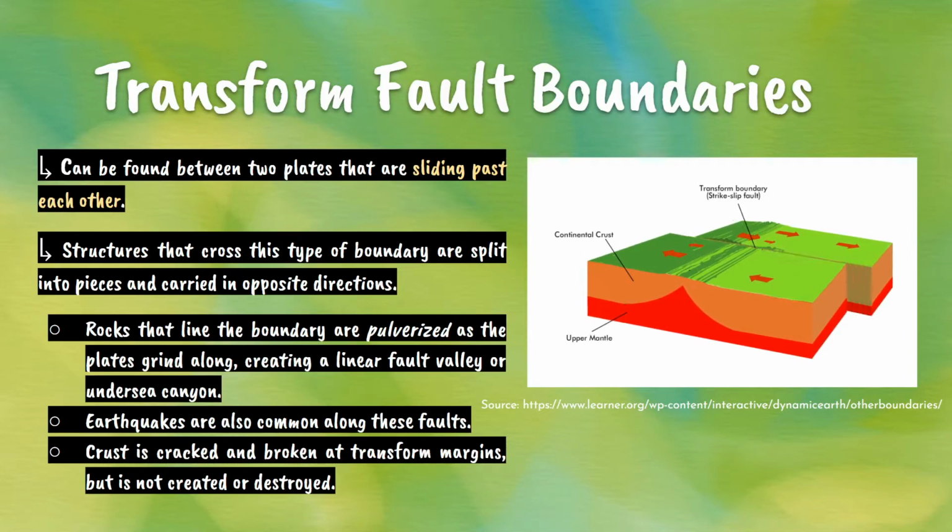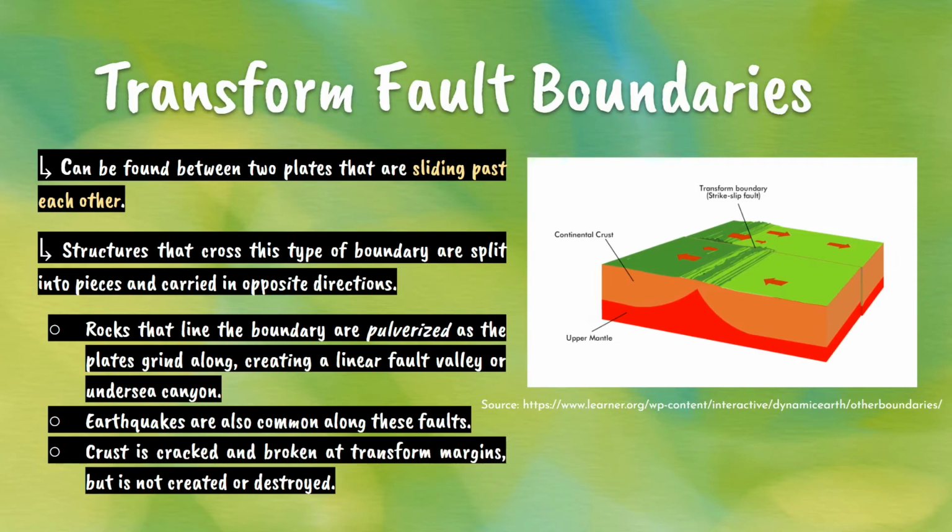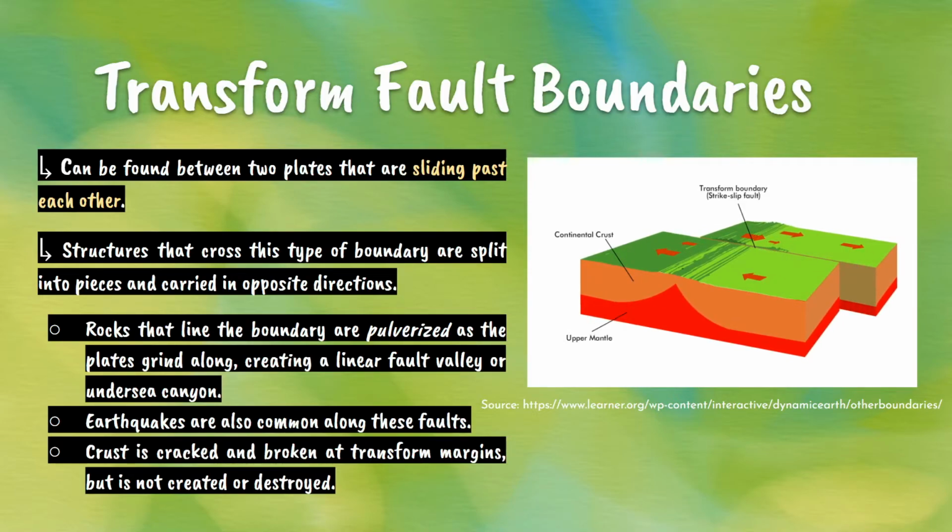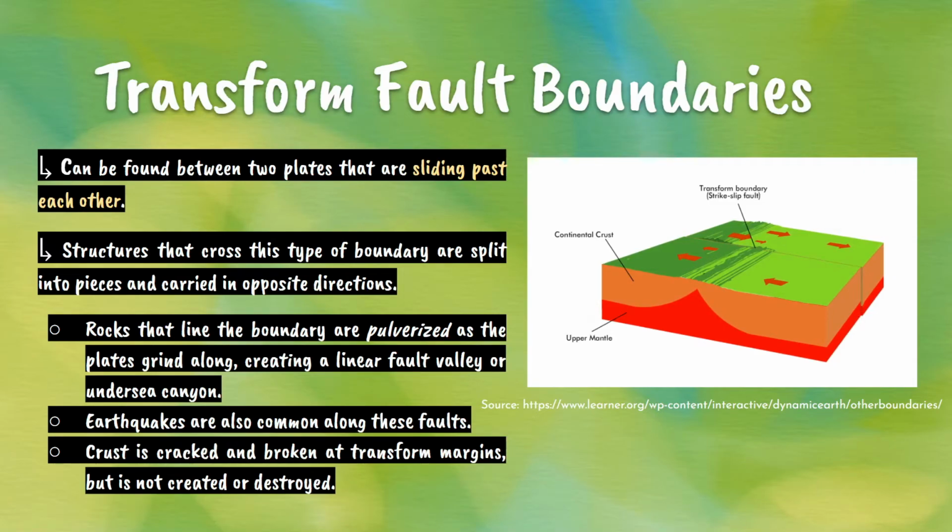Similar to convergent boundaries, earthquakes are also common along these faults. In transform fault boundaries, crust is cracked and broken at transform margins, but is not created or destroyed.